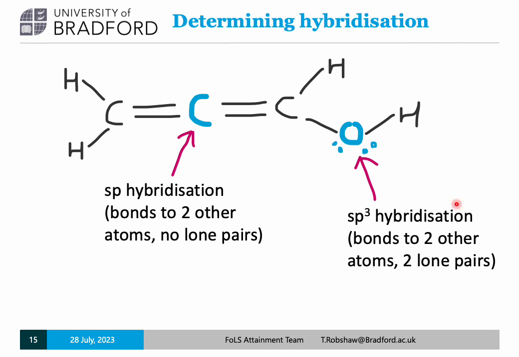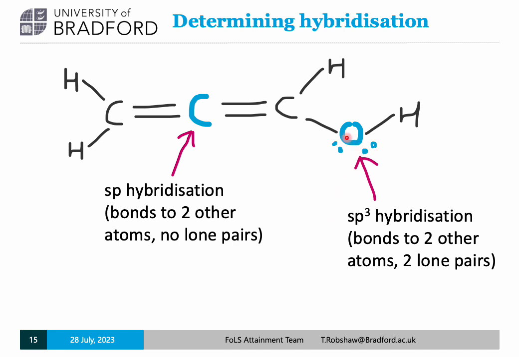So here's the answer to that practice problem. For our carbon in the middle, carbons have 0 lone pairs, so we don't have to worry about those. But this carbon has 2 double bonds coming off it, which equates to sp hybridisation. So bonded to only 2 other elements, 2 double bonds equals sp hybridisation.